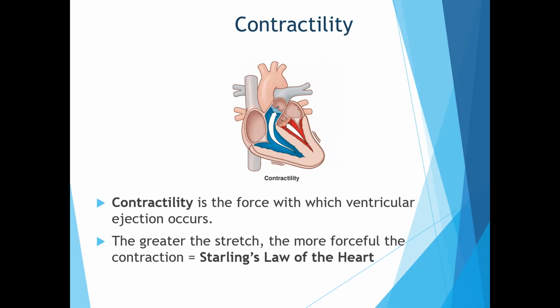Okay, contractility is the force at which the ventricular ejection occurs. So preload and contractility work hand in hand. You do need to remember that this is called Starling's law of the heart. So the greater the stretch, the more forceful the contraction. If we have a pretty weak preload, then the contractility is going to be pretty weak. But if we have a good preload, which causes a good stretch of the ventricles, then we're going to have good contractility.